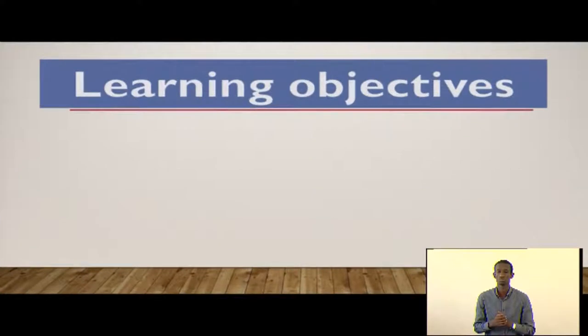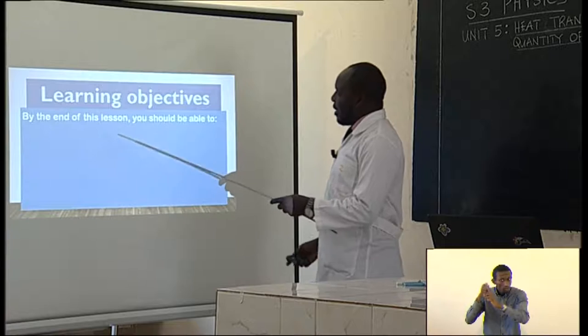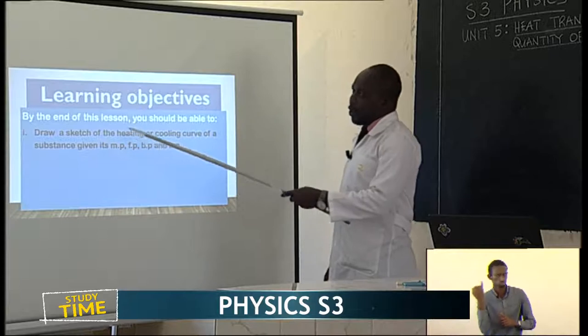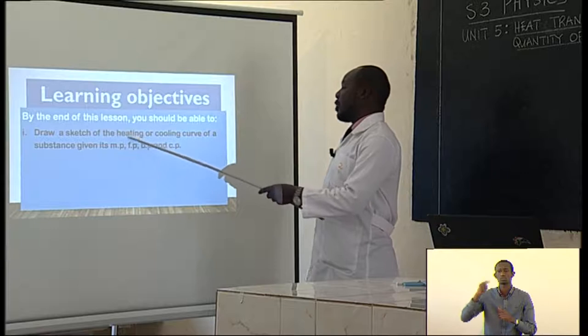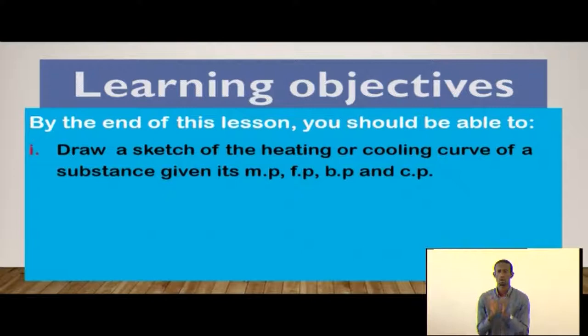Very quickly, let's look at our learning objectives for today. By the end of this lesson, every one of you should be able to draw a sketch, okay? It doesn't need to be very accurate as to scale. You should be able to draw a sketch of the heating or cooling curve of a substance, given its MP. I didn't have a lot of space. This is melting point, you know it well, freezing point, boiling point, and condensation point. Maybe some other points for other changes in temperature, but here we are just looking at those.